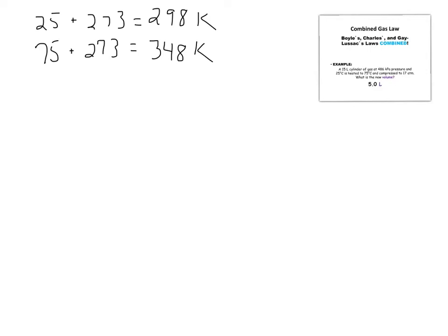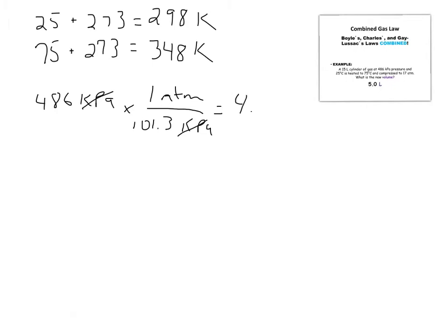They are giving me pressure to start in kilopascals, but then they're telling me that it's compressed in atmospheres. So I have to do a conversion to get both of them to being kilopascals or both of them to being atmospheres. I've decided to convert the 486 kilopascals to atmospheres. So in order for my units to cancel, I know that kilopascals must be on the bottom, and the conversion we know is that there's 1 ATM for every 101.3 kilopascals. My kilopascals will cancel. I'm going to be in ATMs, and with correct sig figs, it's 4.80 ATMs.